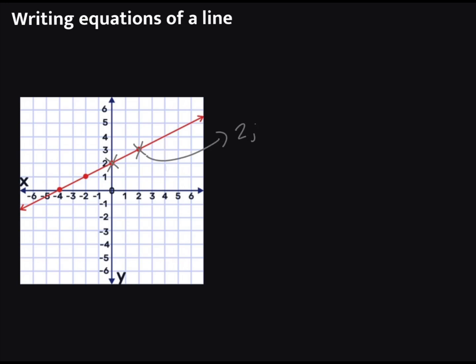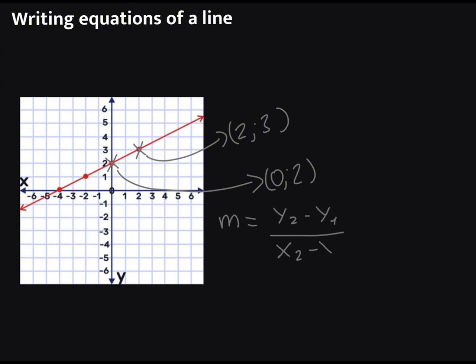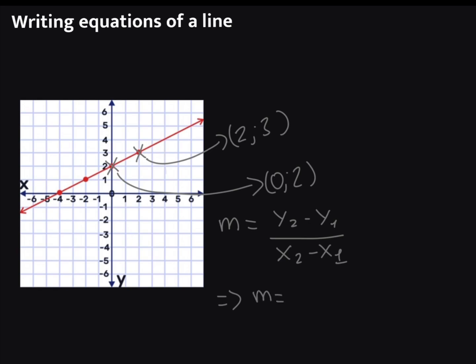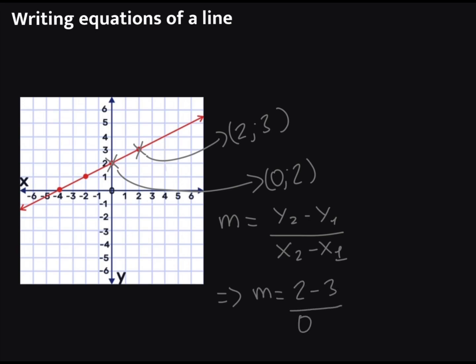I picked the point (2, 3) and (0, 2). Now, to find the gradient, we need to use the gradient formula, which is written here. Now we substitute the points we picked into the formula. And our answer is 0.5.